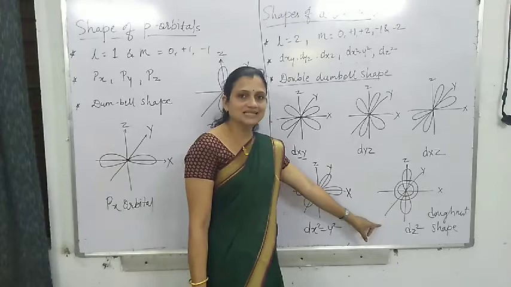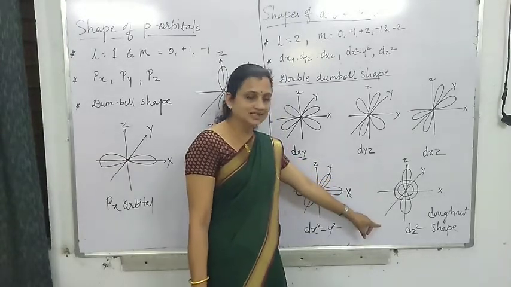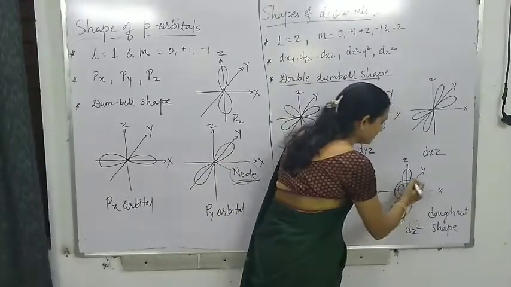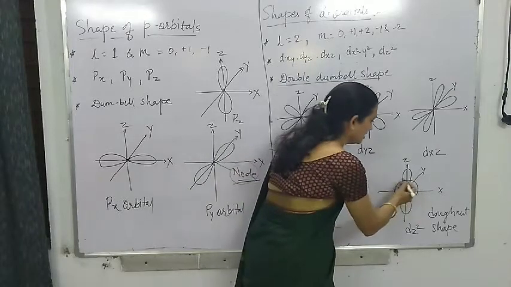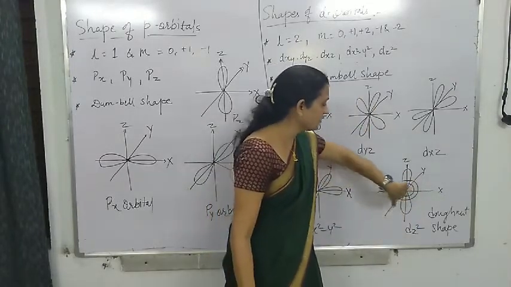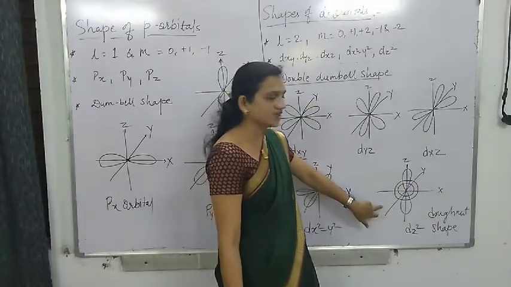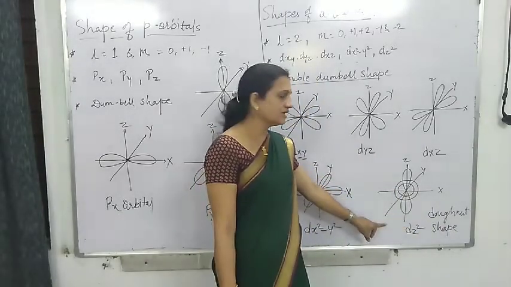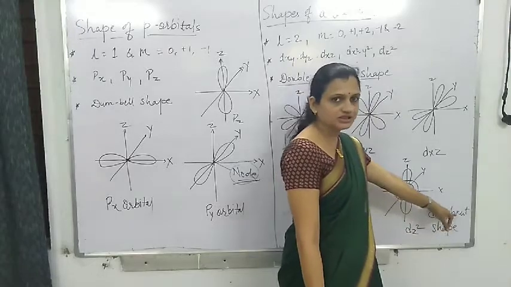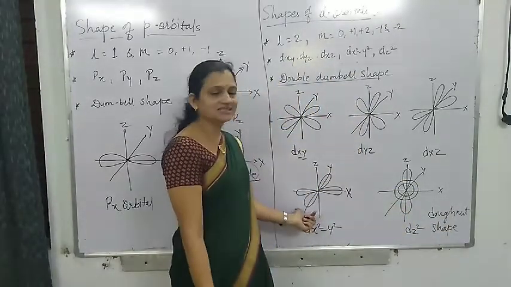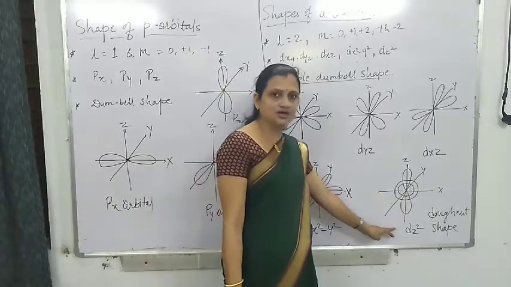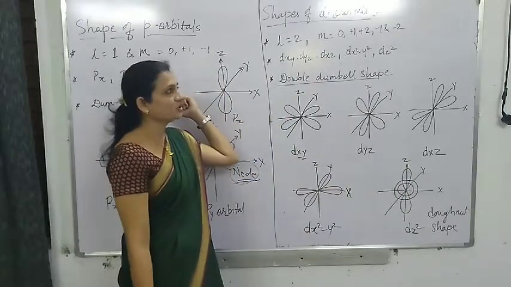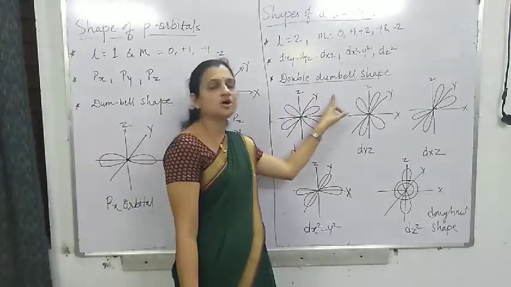Now the last one is dz square. In this case, dz square, one lobe is along the z axis and one ring is there which covers the x, y and z axes. So this shape is known as doughnut shape. This is somewhat different, dz square, and its shape is also different, which is known as doughnut shape. These 4 orbitals have double dumbbell shape, and this dz square orbital has doughnut shape. So these are the shapes of the p orbital and the d orbital.